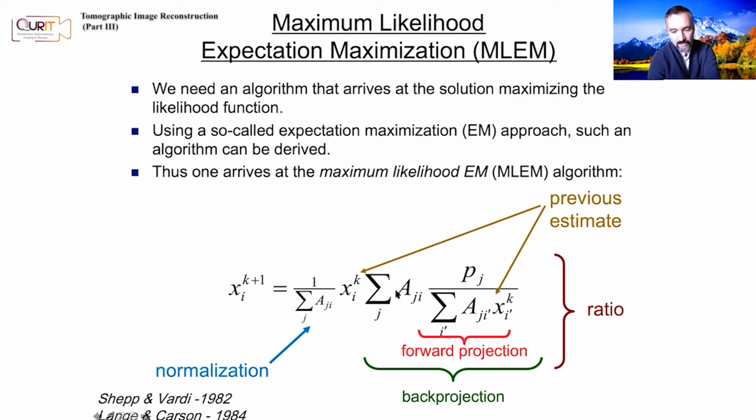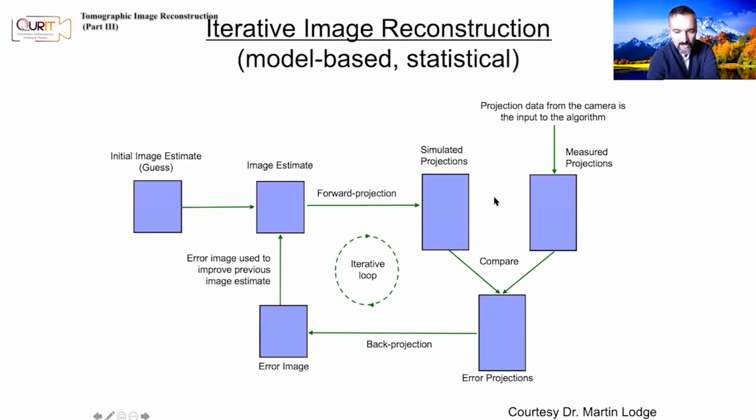You can imagine that if your forward projection becomes very close to the actual measurement, this term becomes 1. So you get a back projection of all 1s, and then this thing itself is a back projection of all 1s. So these two terms cancel out, and you say that the next update is the exact same as the previous update.